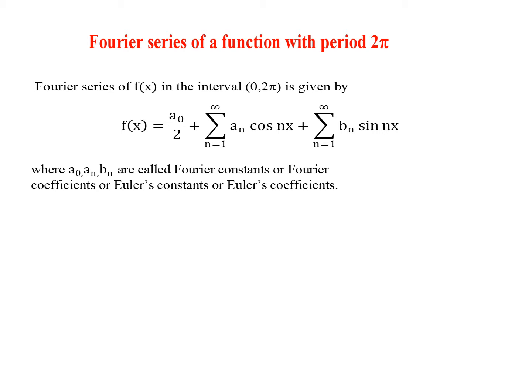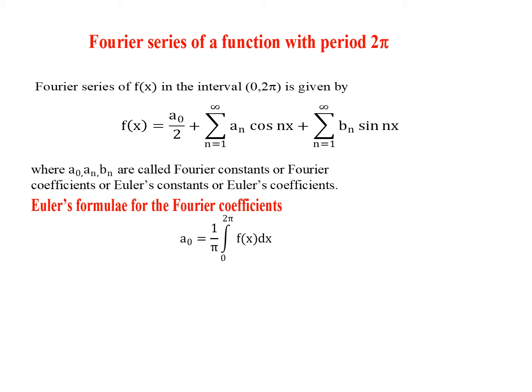Now let us see the formula how to calculate these constants a naught, a n and b n. It is given by the Euler's formulae. So this is the formula for a naught, 1 by pi, 0 to 2 pi, the function f of x dx. We need to integrate. And it's a formula for a n, 1 by pi, 0 to 2 pi, f of x cos nx dx. And this is the formula for b n, 1 by pi, 0 to 2 pi, f of x sin nx dx. So throughout this lecture, we are going to evaluate Fourier series for a given function using these formulae.